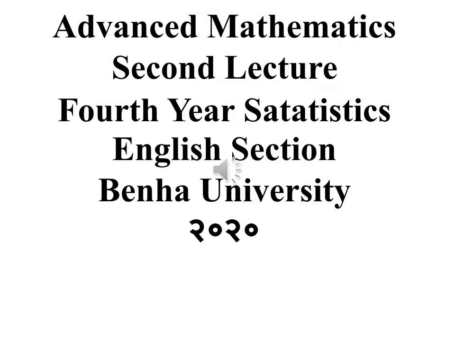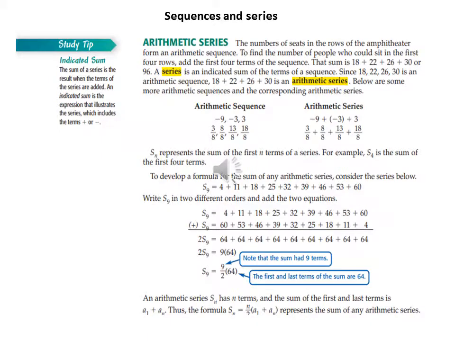This is the course of Advanced Mathematics for the 4th year Statistic English section in Banya University 2020. This is the second lecture in our course called Advanced Mathematics, Advanced Topics in Mathematics. Now, we will start our lecture with Arithmetic Series.